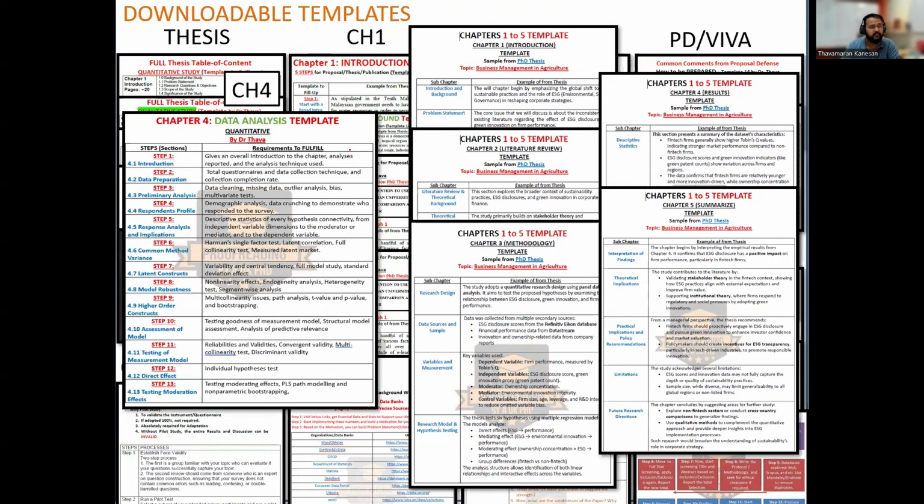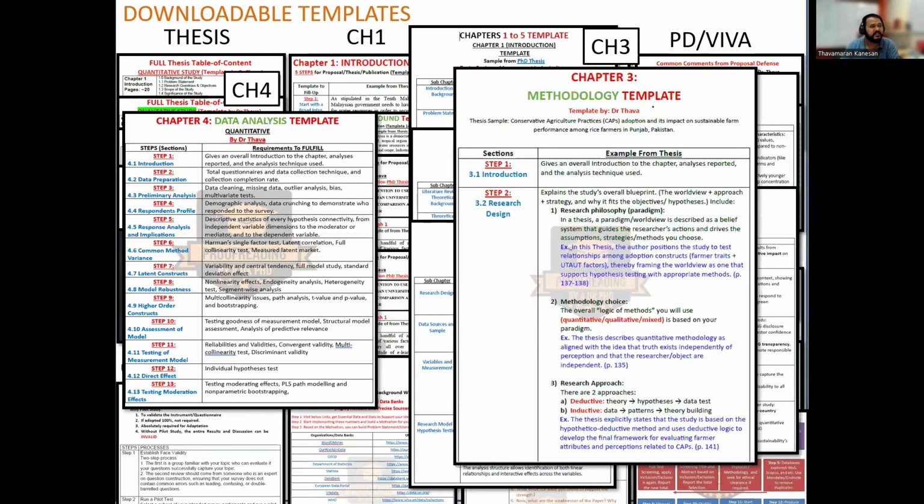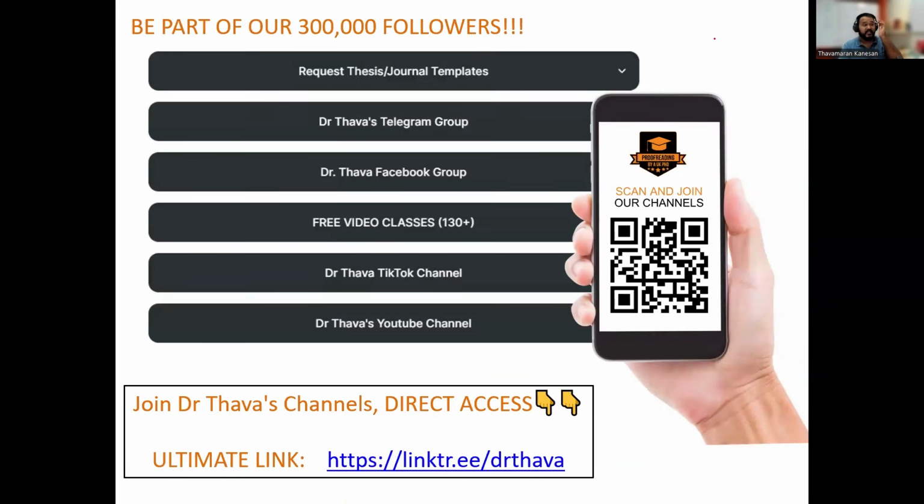Chapter 4 template, the latest one, is this Chapter 3 methodology template. I released a video on this, and you can download all these from our Telegram group. So even if you use AI, at least with these templates, you will know where you're going wrong and what you shouldn't do.